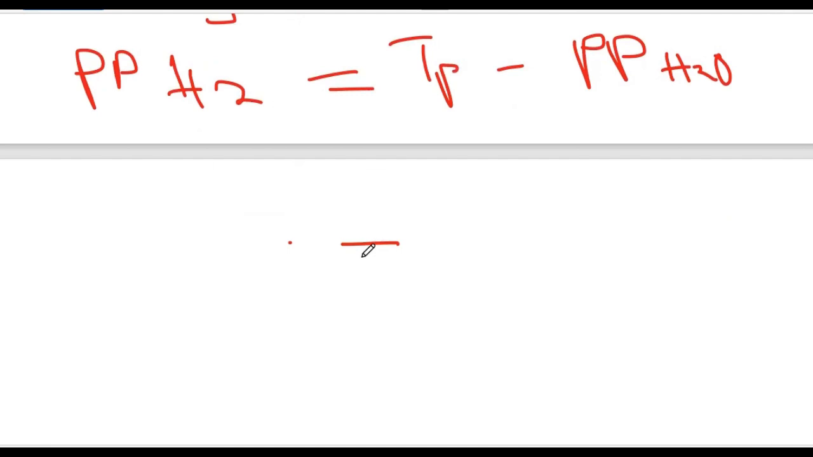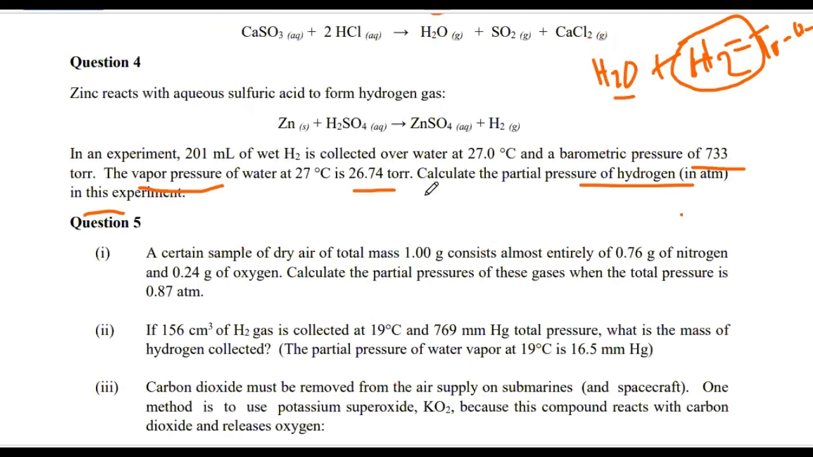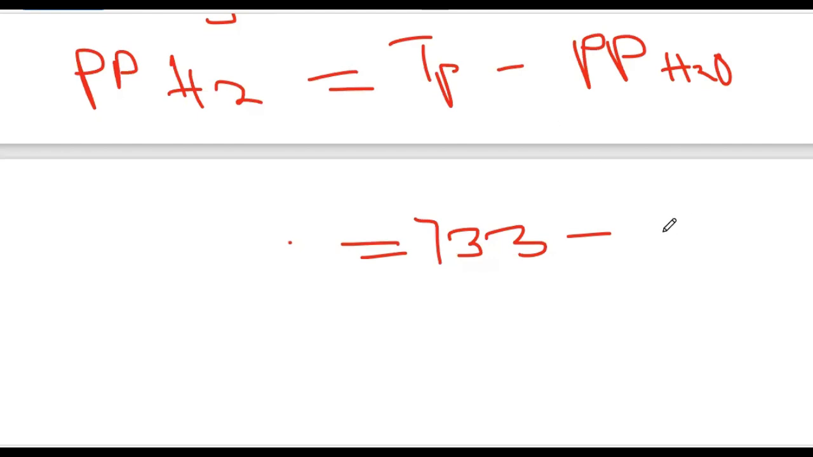Okay, so that's the formula. So it's equal to, what was the total pressure there? The total pressure 733, minus, what was the partial pressure of this water? Let me check, I forgot it. You can see that the vapor pressure of that water was just 26.74. This is a very simple question, right? So you subtract that, and what are you going to get?